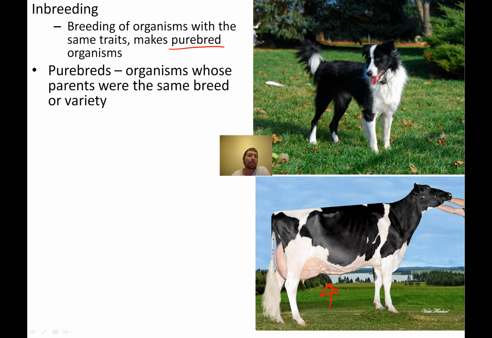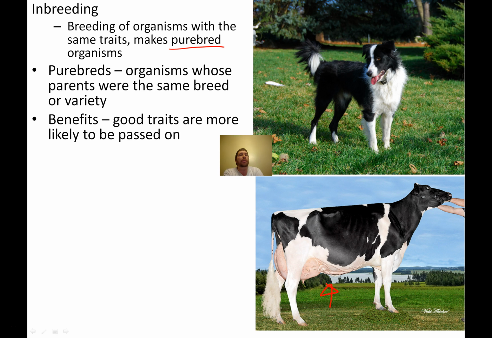Now, there's some definite benefits to inbreeding. As I've already mentioned, good traits are more likely to be passed on. Purebred animals tend to be more homozygous because their parents were the same. As a result, if you breed two individuals together that are both homozygous for the same trait, they're obviously going to pass that trait on to their kids.